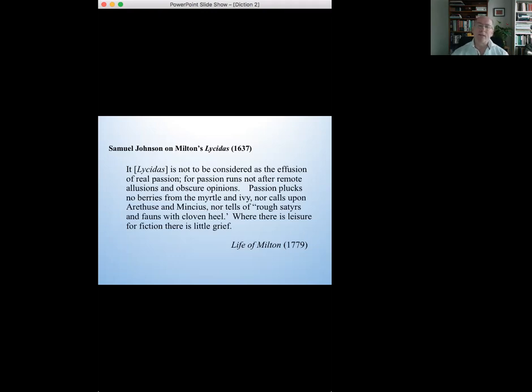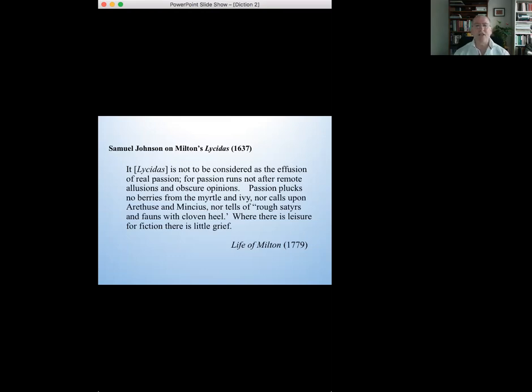And one of the reasons it fails to do the job of elegy, which is to express grief, is that there's too much allusion to this ancient Greek and Roman storytelling and poetry. So here's Johnson writing about Milton's Lycidas.